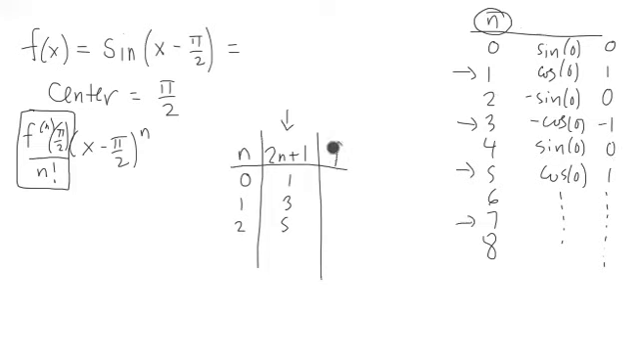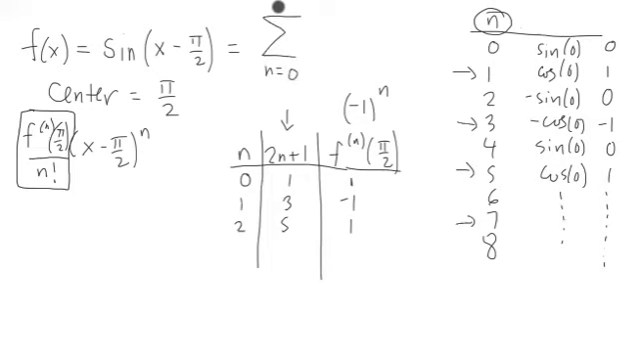Therefore, we could think the nth derivative at pi halves would simply be 1, negative 1, 1, and we could represent that as negative 1 to the nth power. Checking at 0, it works out to 1. So we have everything we need to write down our formula.